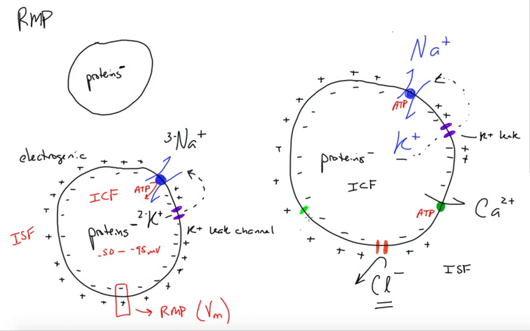That are permeable not to ions, but to water. Right? So this particular channel is essentially a leak channel. It's passively open all the time, but it's permeable to water.